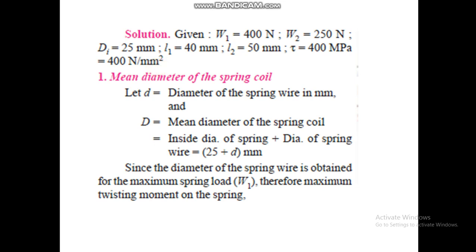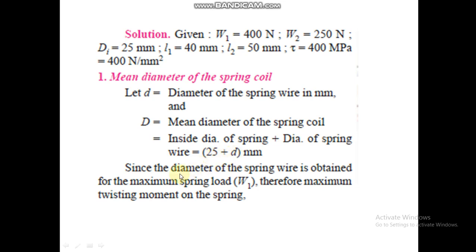Mean diameter of the spring coil. First of all, we have to find the mean diameter. So let small d be the diameter of the wire and capital D the mean diameter of the spring coil. So capital D will be the inside dia of the spring plus the diameter of the wire, that is 25 plus d.